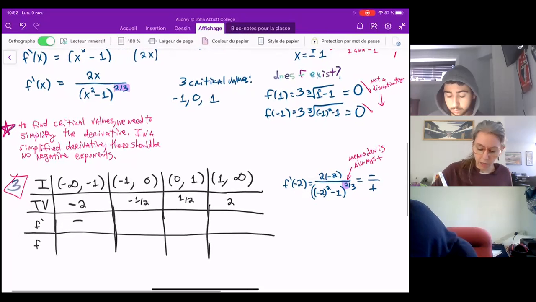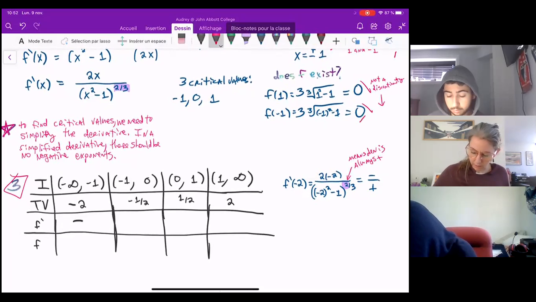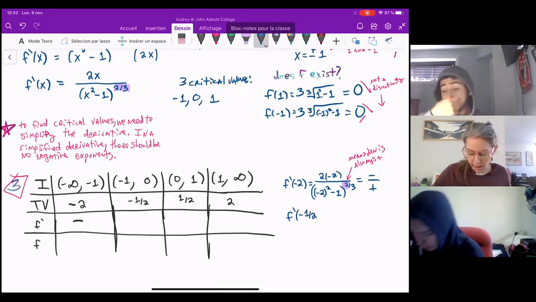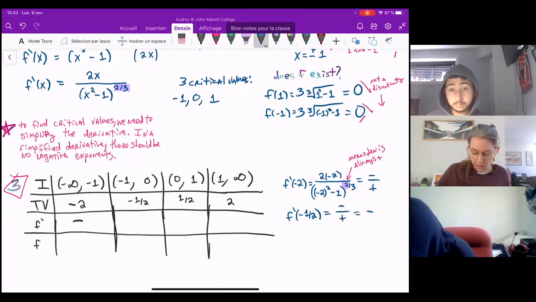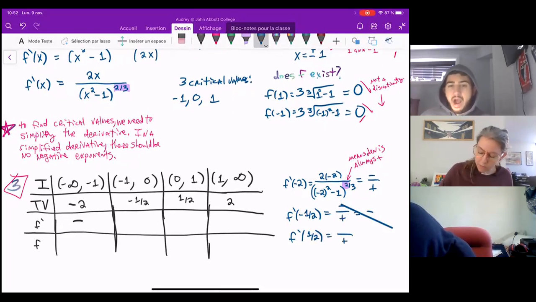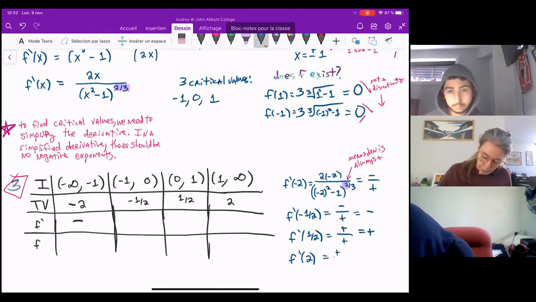Okay, so then I'm doing the same thing for negative 1/2. So I'm doing f prime of negative 1/2, and that's going to be a negative on top and a positive on the bottom. So that's negative. Then f prime of 1/2. I know the bottom is always positive, so I really don't have to think about that. 2 times positive 1/2 is positive. And then f prime of 2 is also positive.